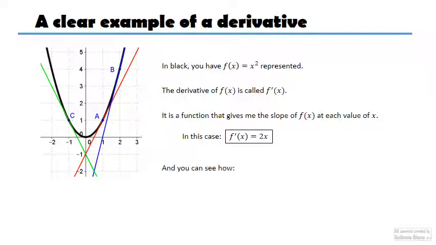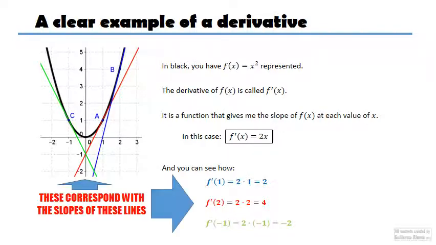So for example, f prime of 1 is going to give me 2. And yes, I saw that the slope is 2. F prime of 2 is going to give me 4. Hey, that works. I put in x equals 2, which is where B is, and it gives me that the slope is 4. F prime of minus 1, which is where C is, gives me minus 2. So you see how this function allows me to calculate the slope of the original function for each point of x. So that's really what the derivative is. It's a function to calculate the slope of a function.